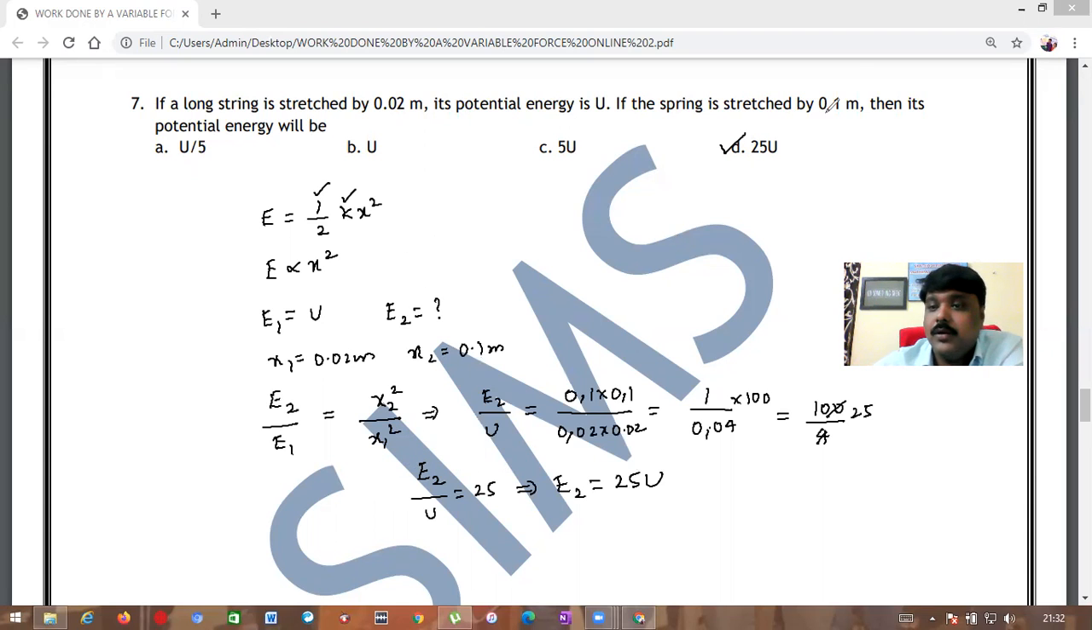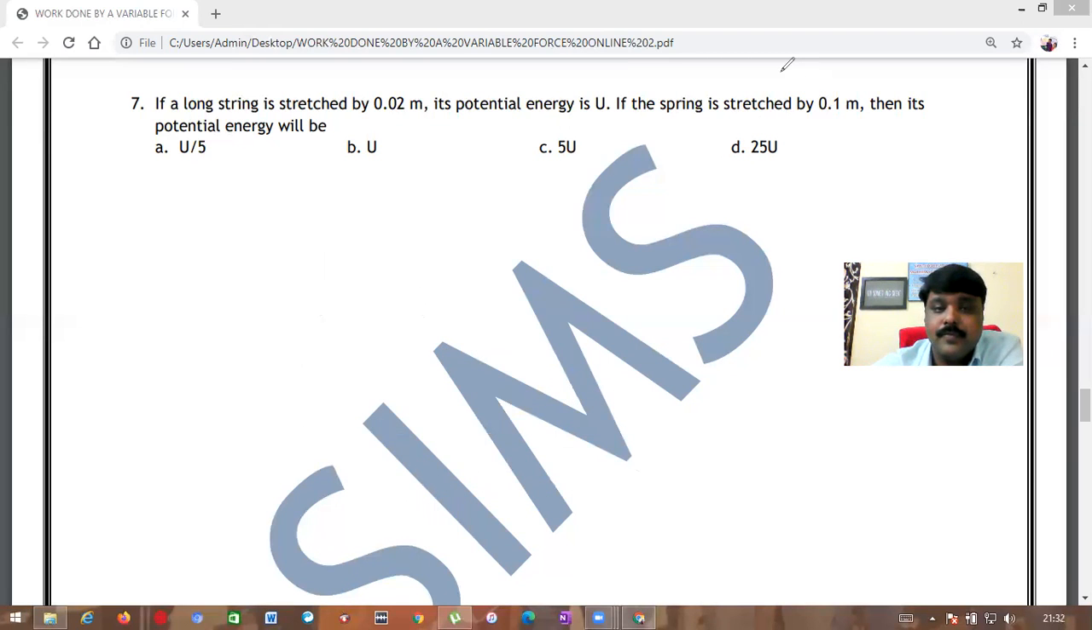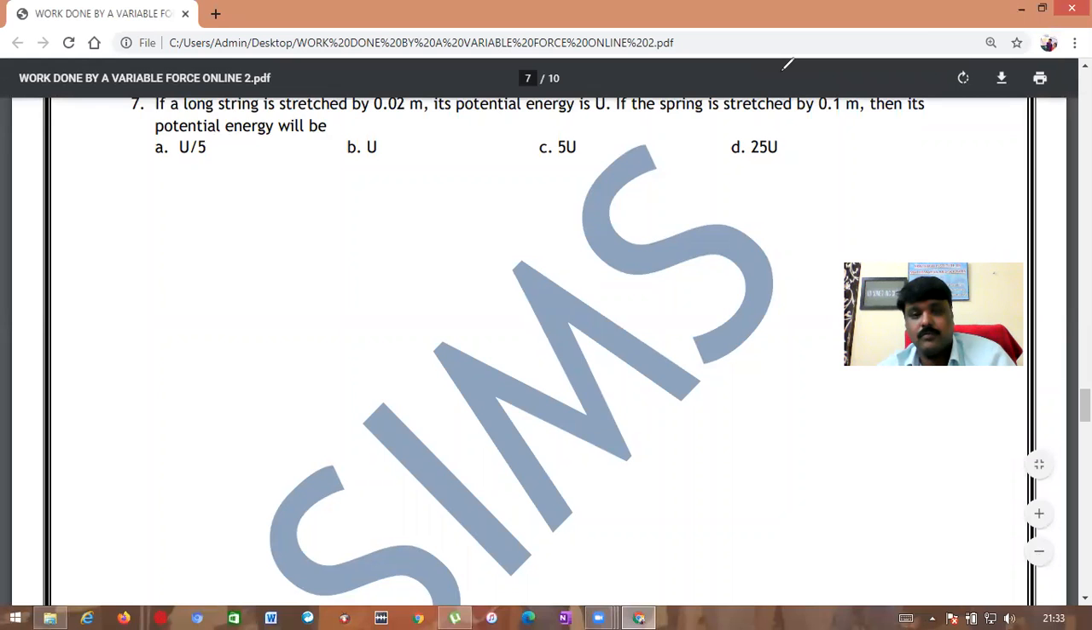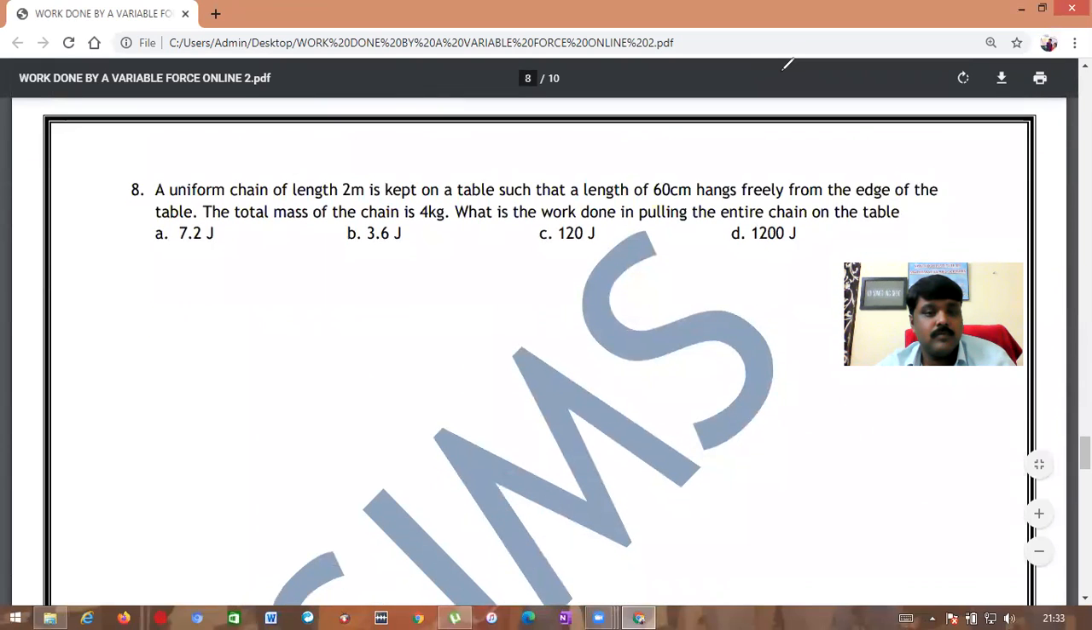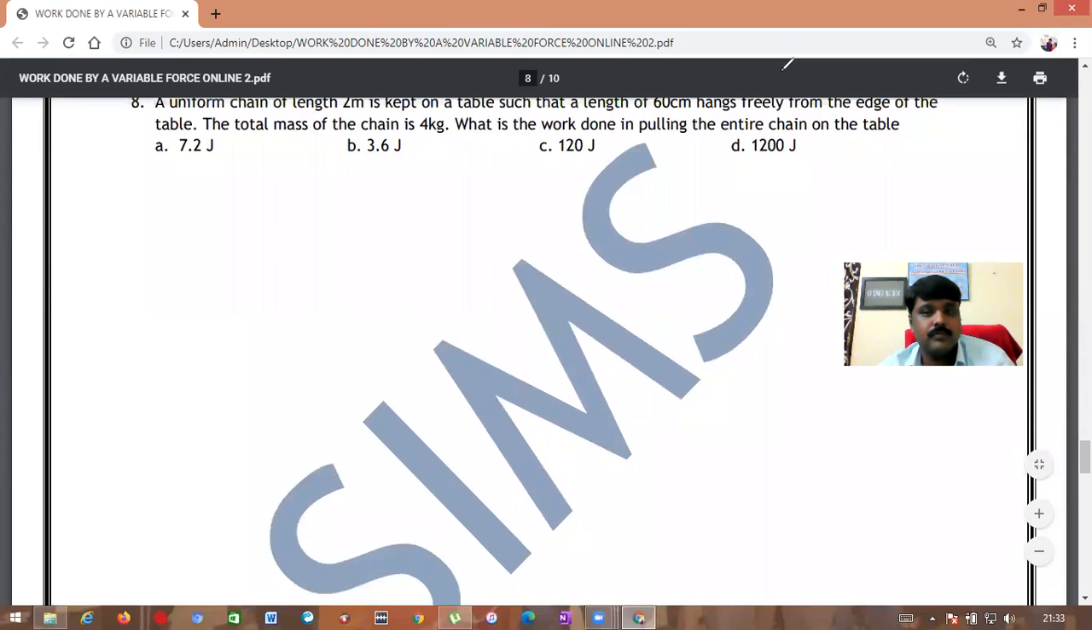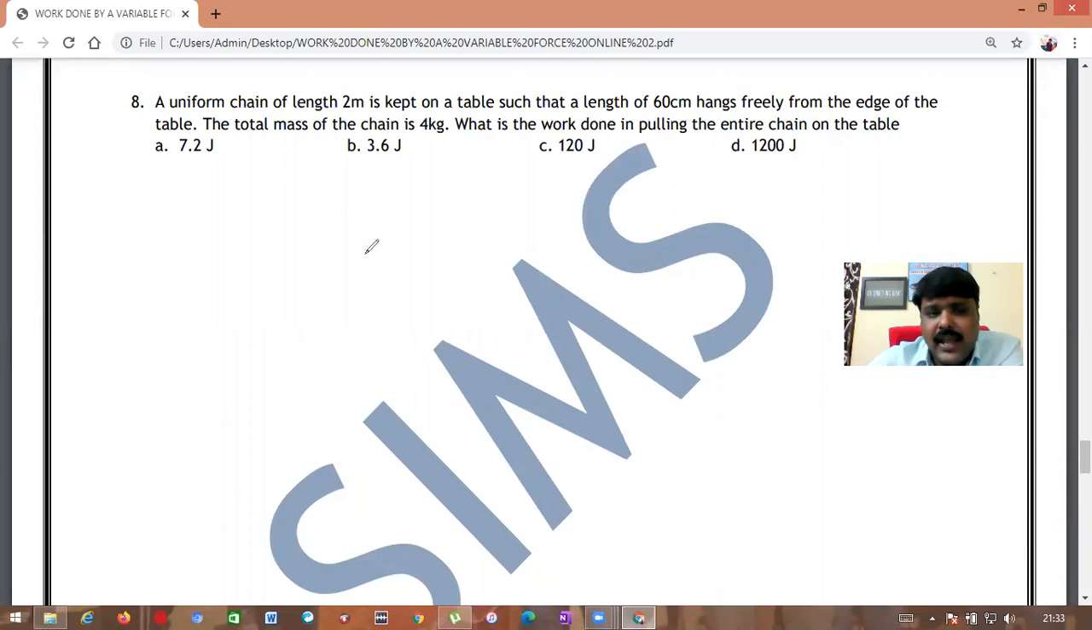Okay, let us move on to the next one. A uniform chain of length 2 meters is kept on a table such that a length of 60 centimeters hangs freely from the edge of the table. The total mass of the chain is 4 kg. What is the work done in pulling the entire chain on the table?